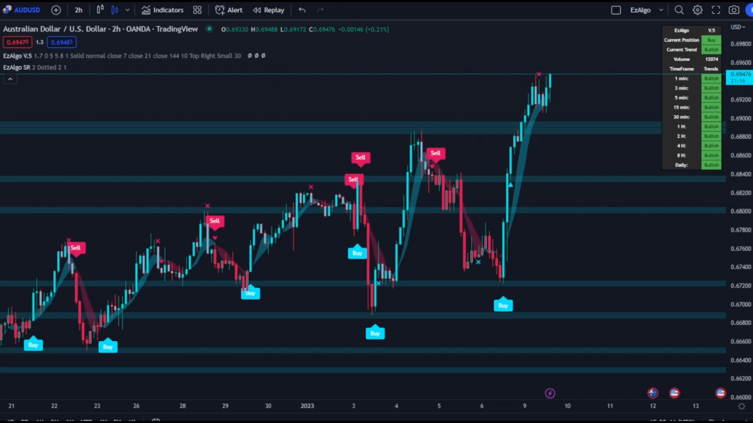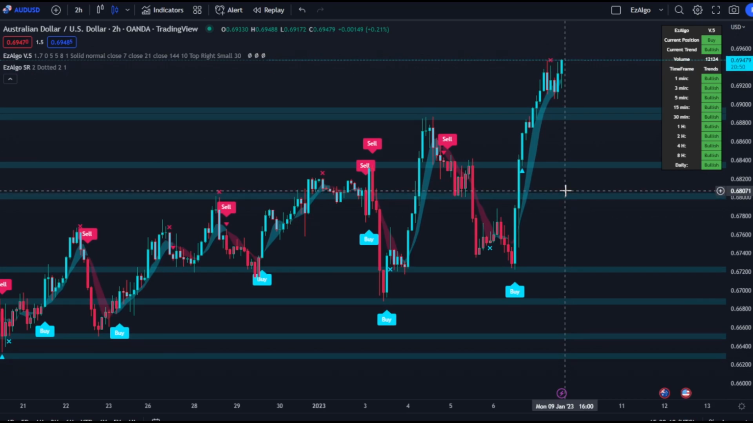Now, we make it pretty easy to identify what trend you're in with the trend dashboard up here in the top right corner. It'll say the current trend and then also the trends on the higher time frames. Right now, we're clearly in a bullish trend since every single time frame is showing bullish. So in this case, we'd only be looking for long positions. And I'm on the 2-hour time frame.